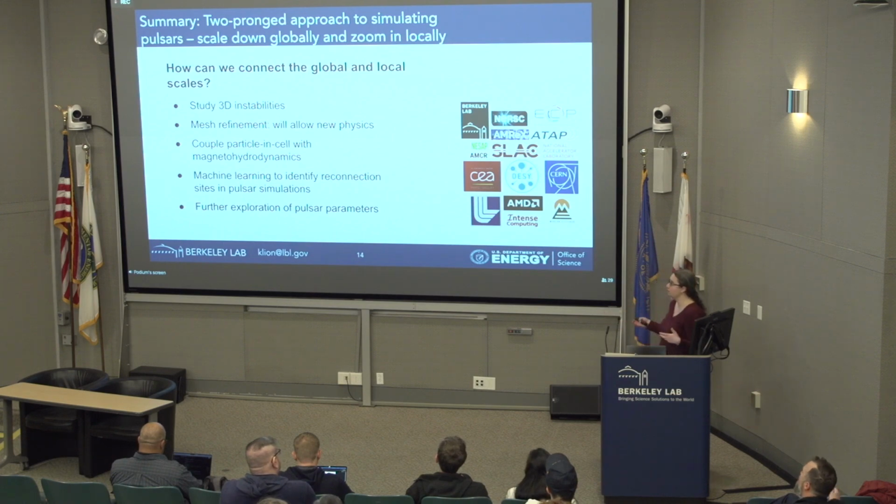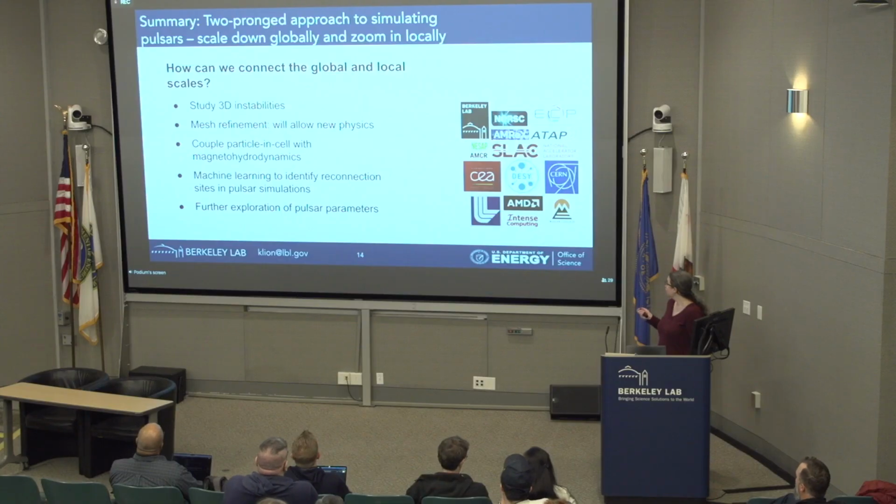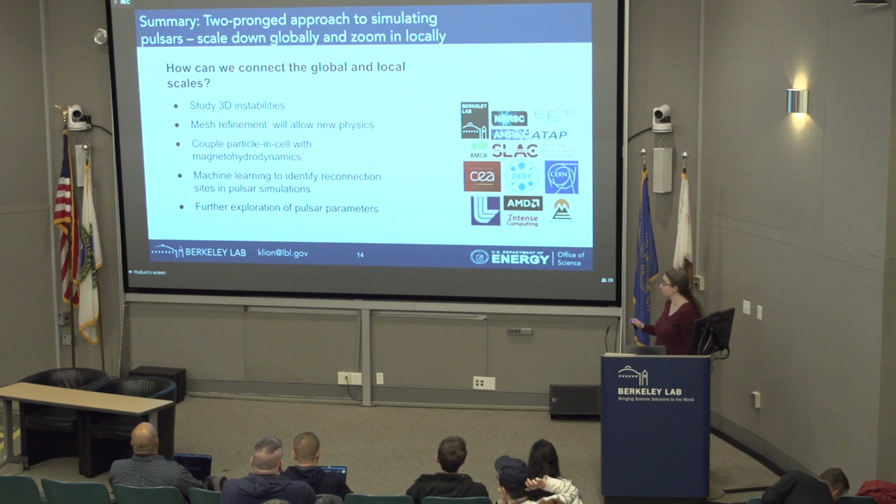And so we have a good sense of what's going on now in some baseline pulsar and reconnection simulations. And so now we're really thinking about how can we connect the global and local scales. There's a number of ways we're thinking about doing this. As I mentioned, we're studying 3D instabilities. Our intern Lizette has started working on some mesh refinement testing, which will allow us to do new physics. We're also thinking about ways of coupling in particle-in-cell simulations in a global magnetohydrodynamics run. So yeah, I'll leave it there, but I've left my email here if you have any ideas for things that we should try or if anything jumped out to you, and I'm also happy to take any questions.